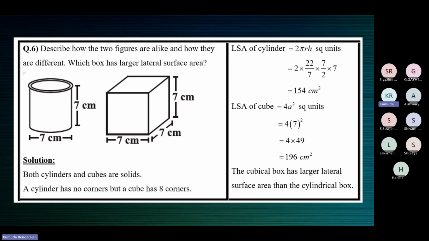And here you'll have to be careful, children. What is marked here is the diameter of the cylinder. So the radius will be 7 by 2. You can see from this end to this end is 7 meters. So that's the diameter, which is 7. So the radius will be 7 by 2. 2 pi r, 7 by 2 into h. Height is 7. Radius is 7 by 2 because this is the diameter 7.